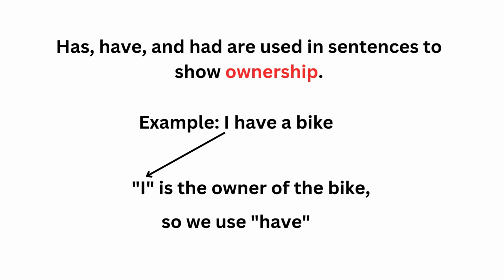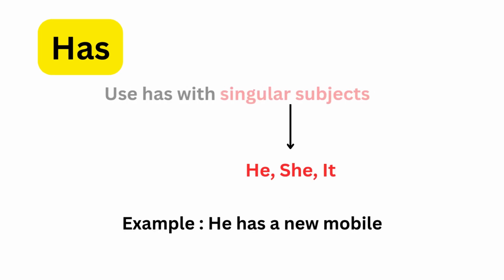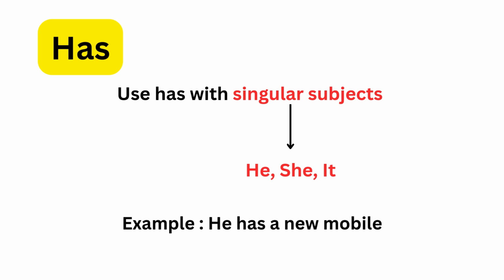Second condition, has and have are used for present tense, had is used for past tense. Third condition, has is used with the singular subject he, she, it. For example, he has a new mobile. Here, he is the singular, so we use has.